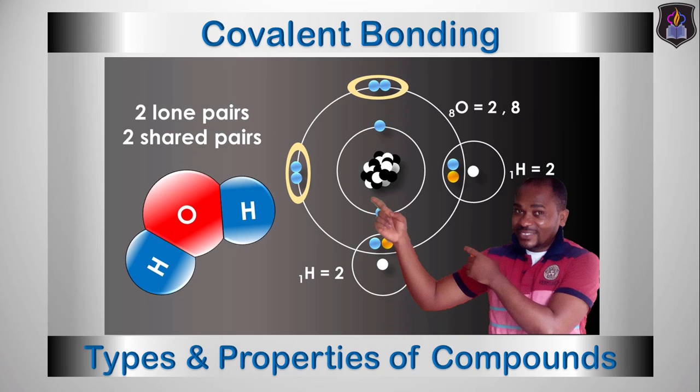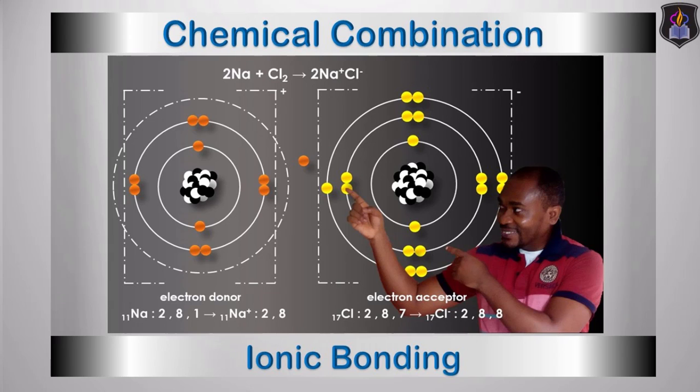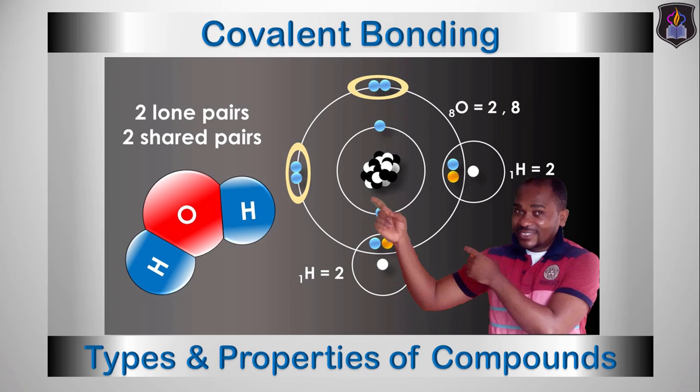In this video, we'll be looking at the second part of a series on chemical combination, covalent bonding and properties of covalent compounds. If you are yet to watch the first part of this series on ionic bonding, you can click on the link in the description to watch it. So go nowhere, as we'll be right back after this timeout.